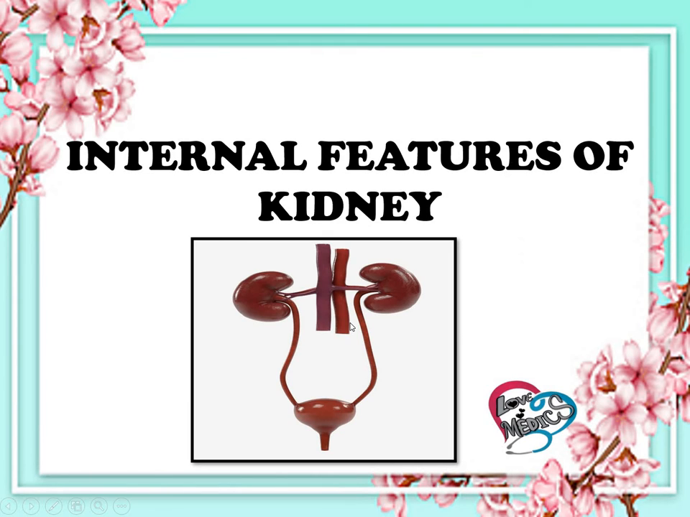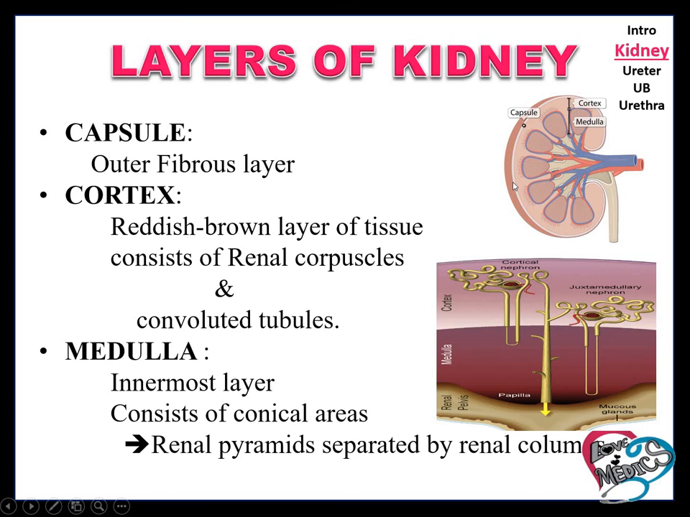Internal features of the kidney. Already we saw the outer covering, right? Now what is the kidney made up of? This is the outer layer, the capsule, a fibrous layer, and this is the cortex, a reddish brown layer of tissue, and below the cortex is the medulla. These are the medulla.